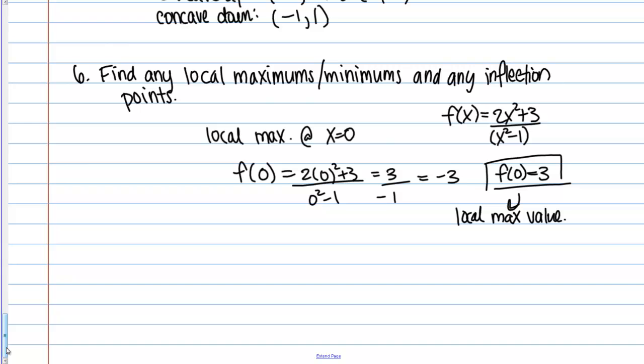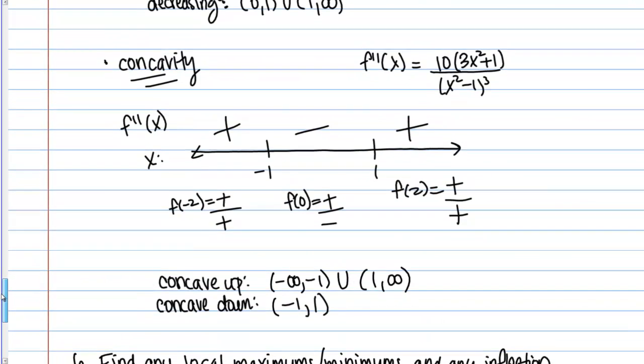Okay, so now let's think about any inflection points. We found any local extrema. What about any inflection points? If I scroll back up to my information about concavity, inflection points are places where the concavity changes. So what do I have here? I have two places where the concavity changes, negative 1 and positive 1. It's concave up, and then concave down, and then concave up. So it looks like negative 1 and 1 are inflection points.